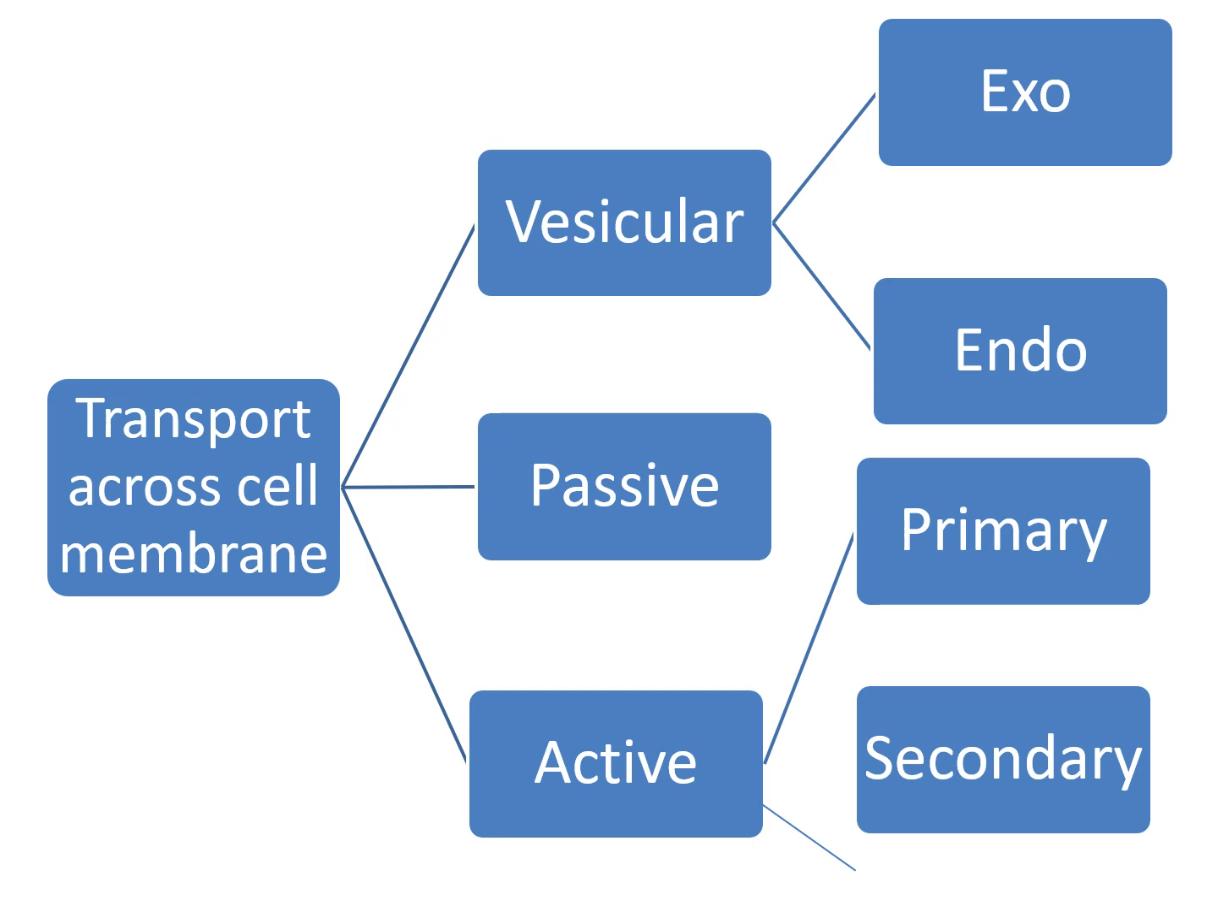Now come to the classification of transport across the cell membrane. There are mostly three types of transport. One is vesicular transport, which is further subdivided into exocytosis and endocytosis; then passive transport; and active transport. Active transport is again divided into primary active transport and secondary active transport. So we will start with passive transport across the cell membrane.